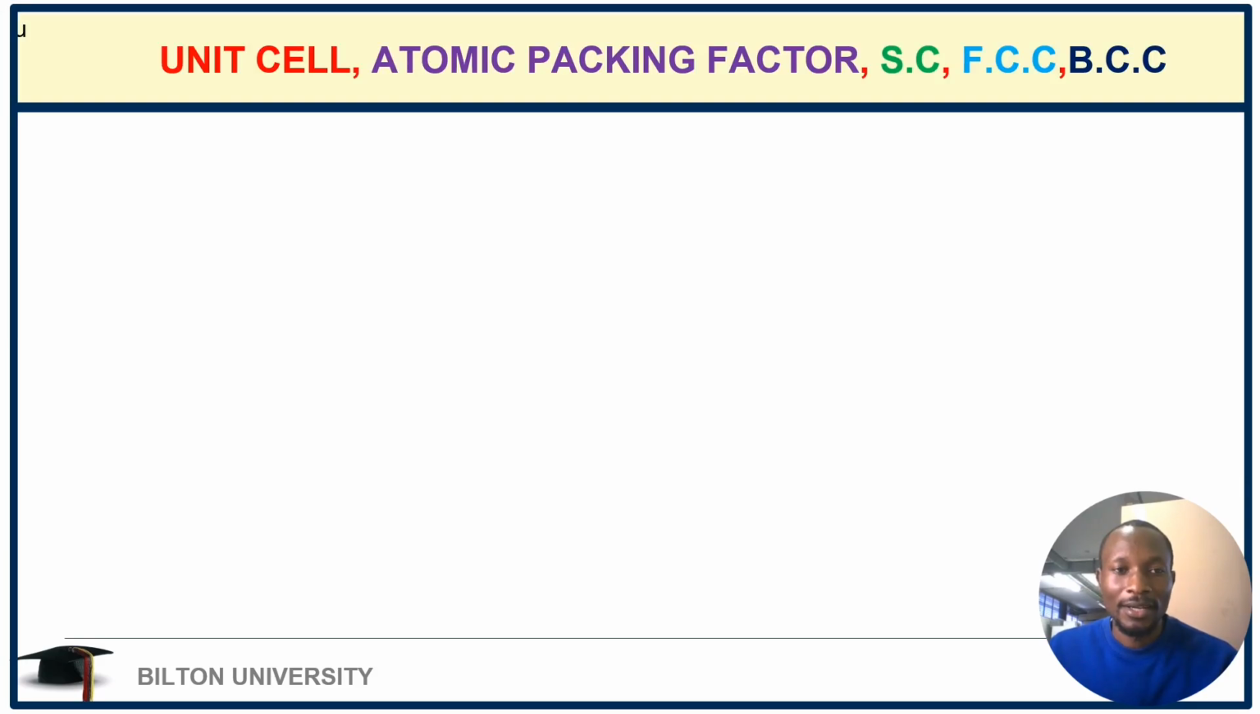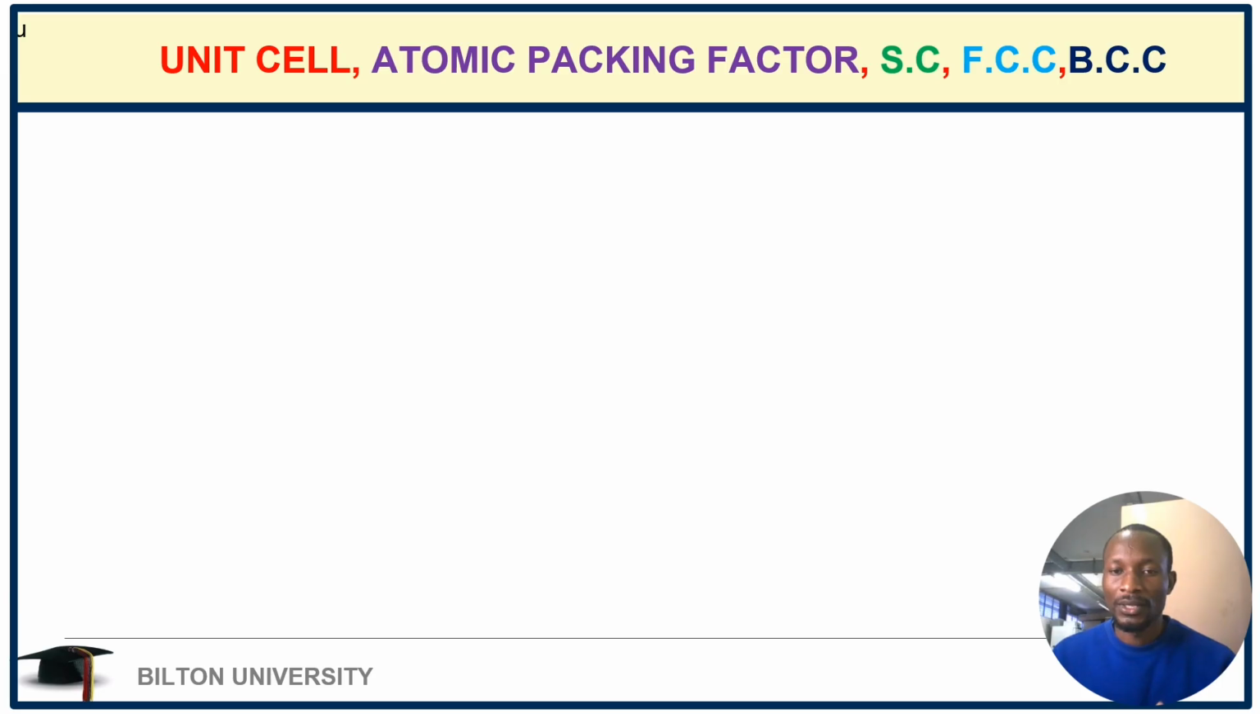Welcome back to our online classes, and in today's class we are going to look at different types of unit cells which are found within the solids. And we know that solids can be classified based on the way the atoms are arranged, and this can give us amorphous solids in which the atoms are not arranged in a proper way, and crystalline solids in which the atoms are arranged in a proper way.